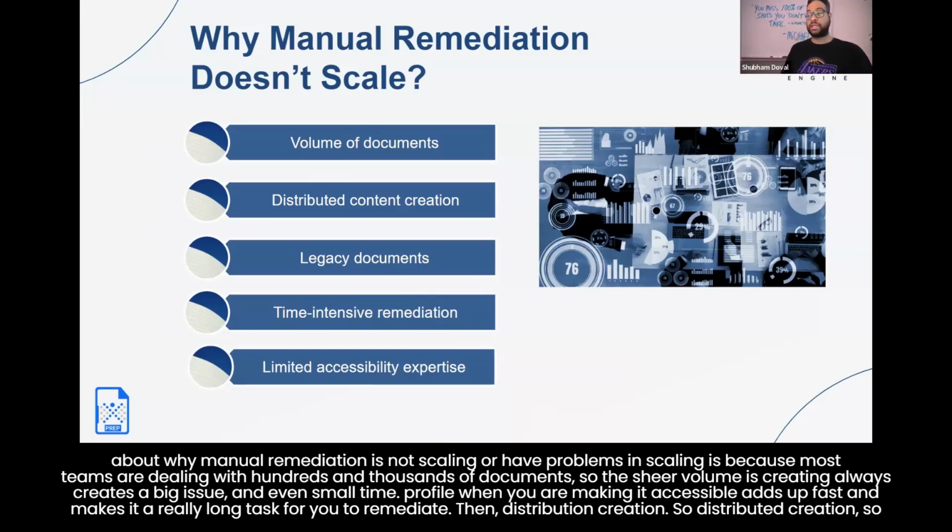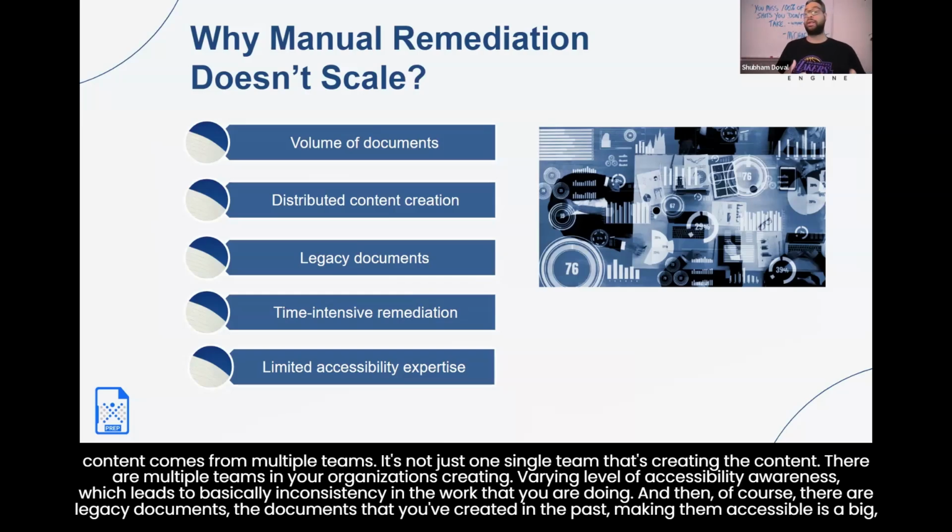Then distributed creation. So content comes from multiple teams. It's not just one single team that's creating the content. There are multiple teams in your organizations with varying levels of accessibility awareness, which leads to inconsistency in the work that you are doing.